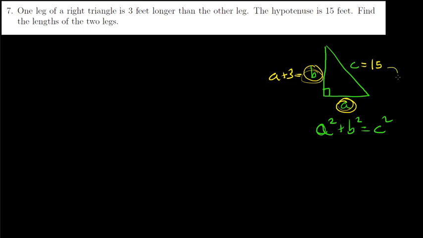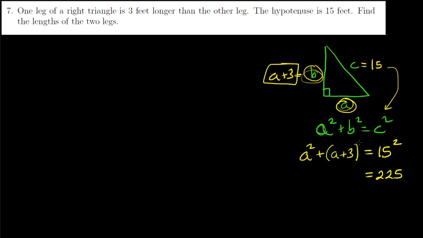Okay, so plug these numbers into the Pythagorean theorem. We know what C is. C is 15, and 15 squared, 15 times 15, is 225. Now, we don't know what A is, and we don't know what B is, except that it's 3 feet longer than A. So B is really just A plus 3. Don't forget to square it. So this gives us our equation. Now we just have to solve this equation. So I'll put that way up here.